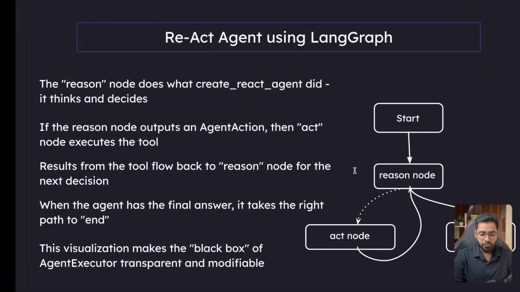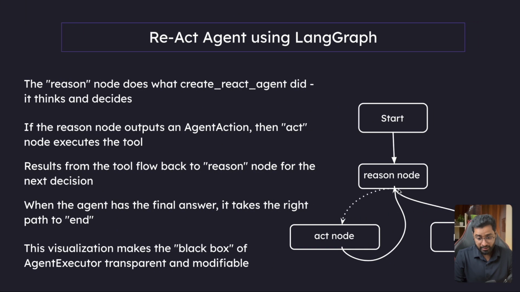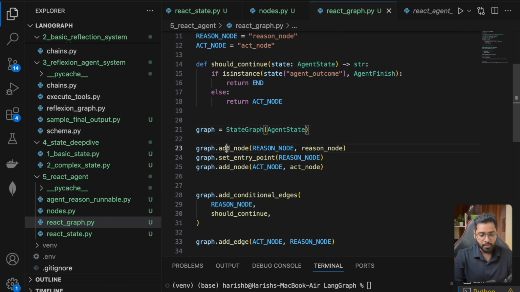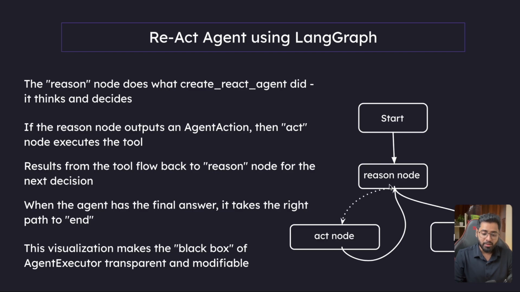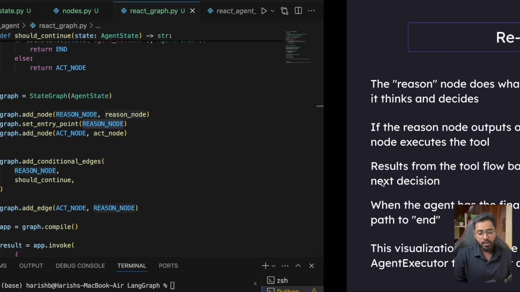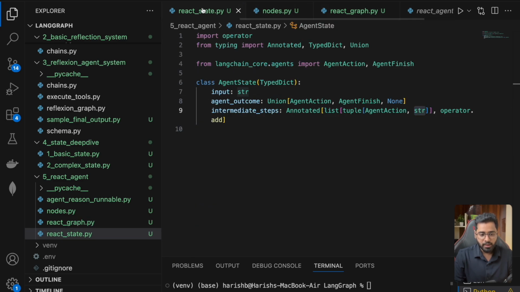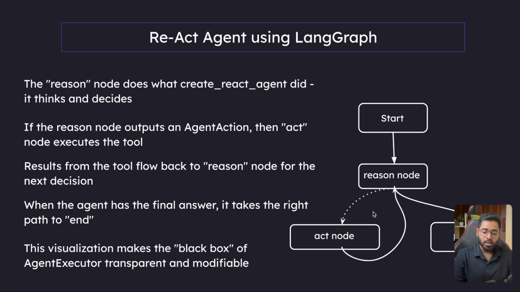All right. So first thing is I'm adding the reason node and the act node. So you can see that I'm adding the reason node, I'm adding the act node, and I'm also setting the entry point to be the reason node. Okay. So I'm saying that right after the reason node is done executing, we want to check if this particular outcome, let's go back to the state, if this outcome has the agent action or the agent finish. So if agent action is present, then it means that we have to go to the act node. If agent finish is present, we just have to end it.